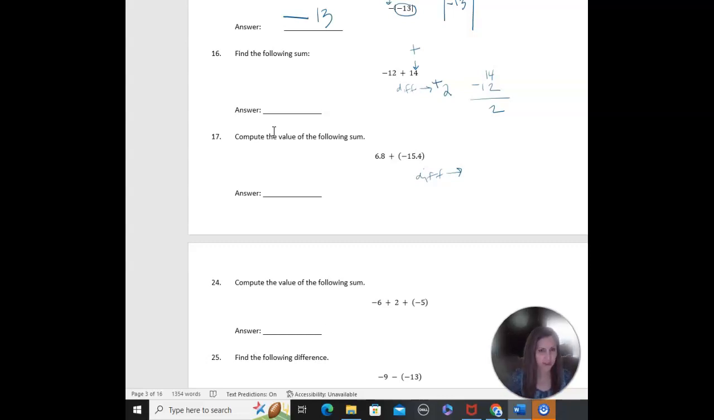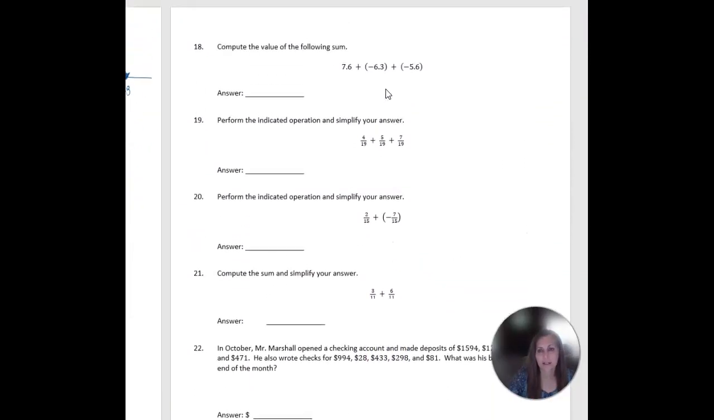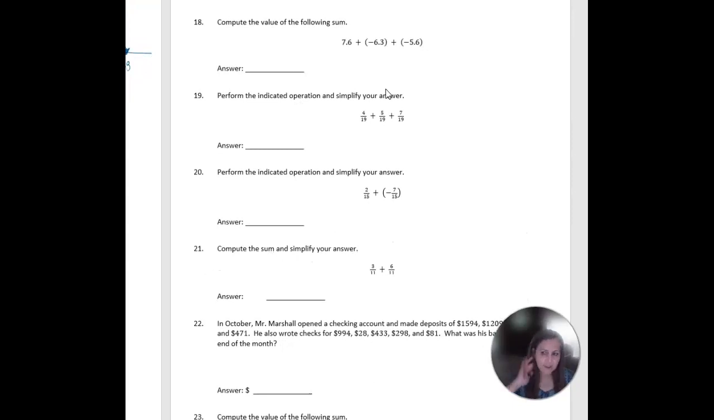But if I just want to calculate the difference between 15.4 and 6.8, all right, we have a difference of 8.6. And then you go with whichever digit is larger. Since this digit is a negative, our answer would be a negative 8.6. Again, there are so many different ways to explain signs with positive and negative integers. I'm not going to attempt to explain it 15 different ways. It's something you've had experience with and you have to practice.